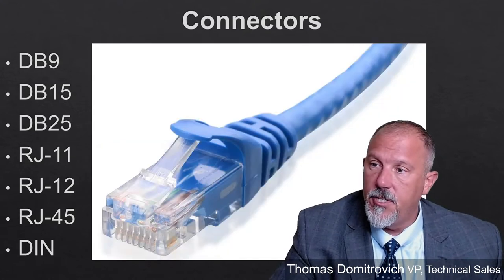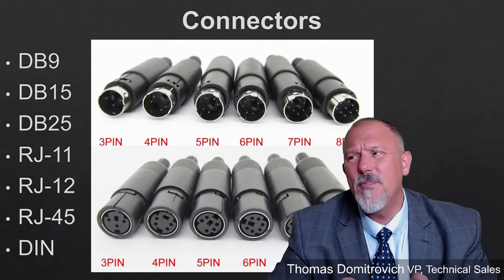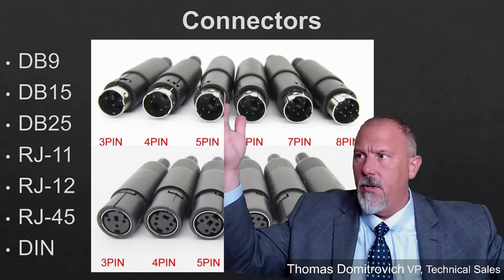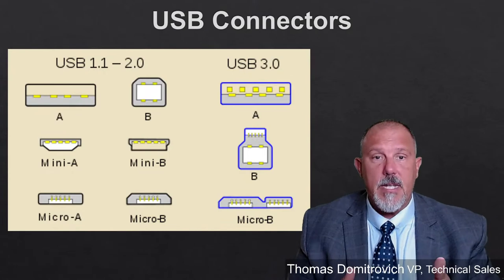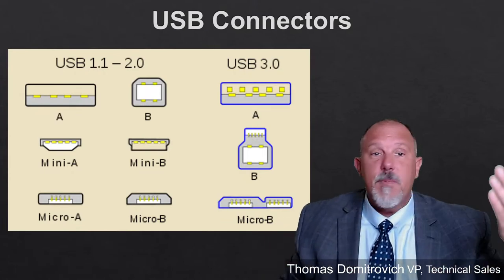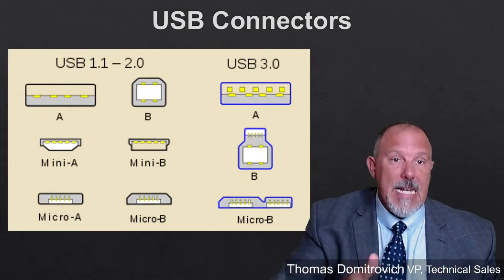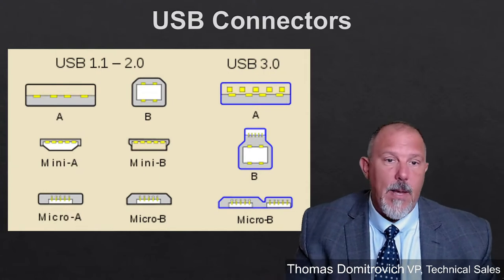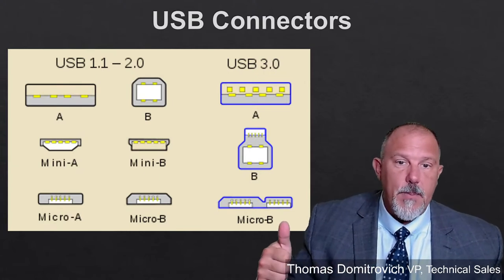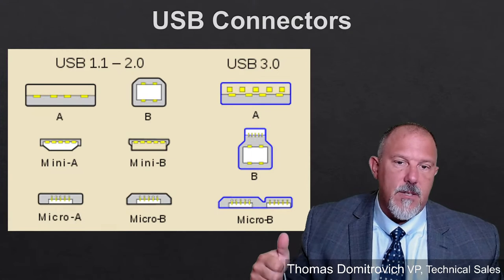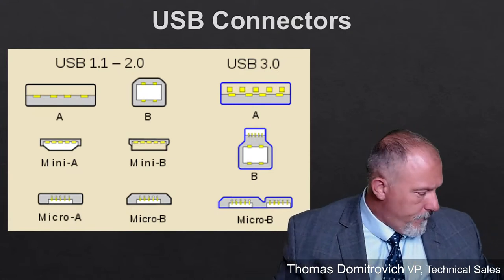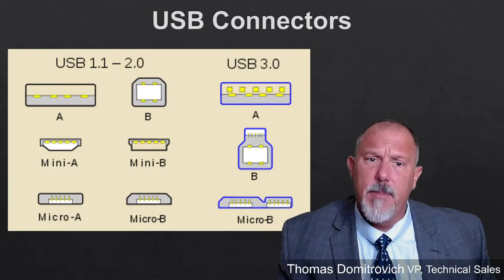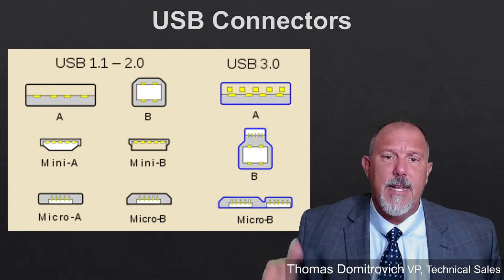And there's your typical RJ45s. And then you have these. These are what you typically see in audio. Like my microphone is this type of connector, a DIN connector. You have USB connectors. Now, you have USB A, B, you have mini As, mini Bs, micro As, micro Bs, and you've got these puppies here. And where I see the micro Bs, that I'm pointing to right here, that's typically, like, my 2 terabyte drives use this as a connector.